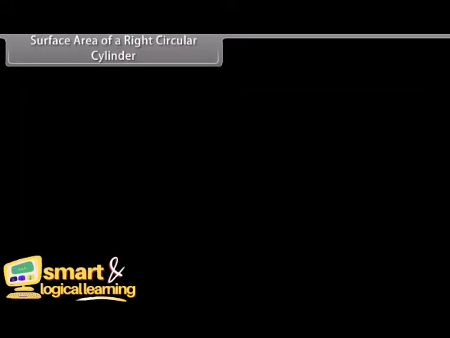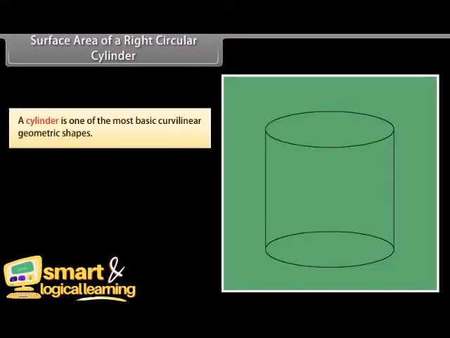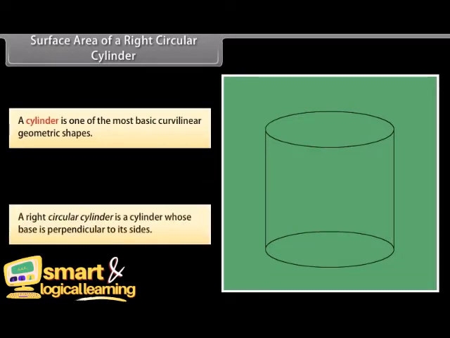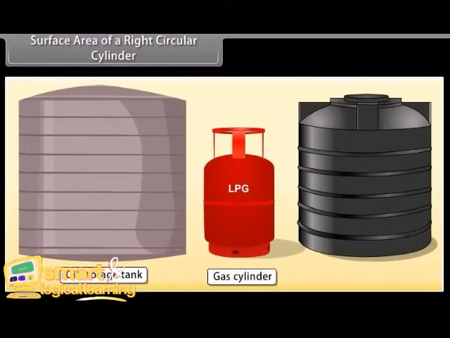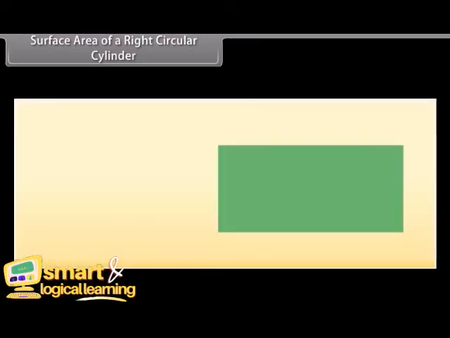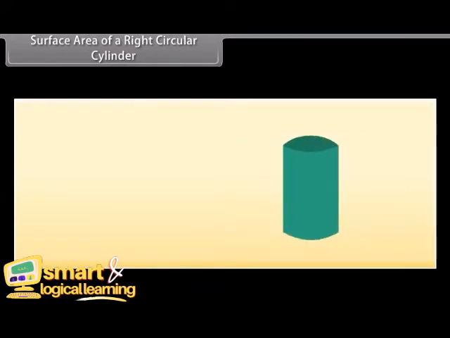Surface area of a right circular cylinder. A cylinder is one of the most basic curvilinear geometric shapes. A right circular cylinder is a cylinder whose base is perpendicular to its sides. Facility equipment such as the gas cylinder, oil storage tanks, and water storage tanks is often of this type. We get the curved surface area of a cylinder by a sheet of paper. When we roll it, we get a cylinder.